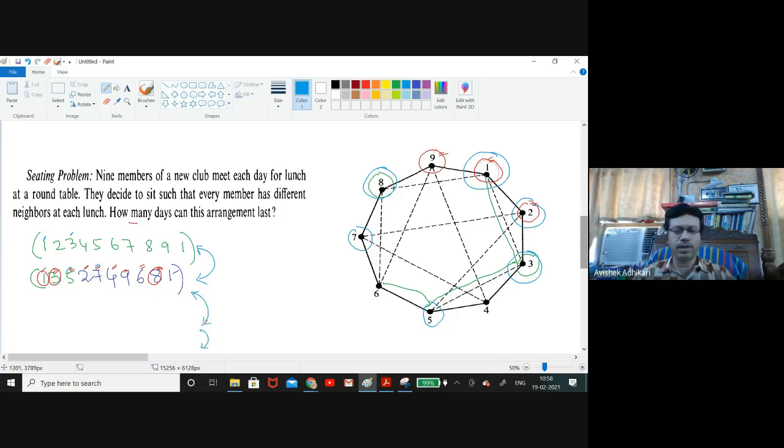Now the question is, how many days will that be continued? So that's the question. Okay, that's a combinatorial problem that you can solve in many ways. In this class, we are basically going to solve this kind of problem using a graph theoretic technique. But before that, we are going to define a few definitions, and that will help us in solving this problem.